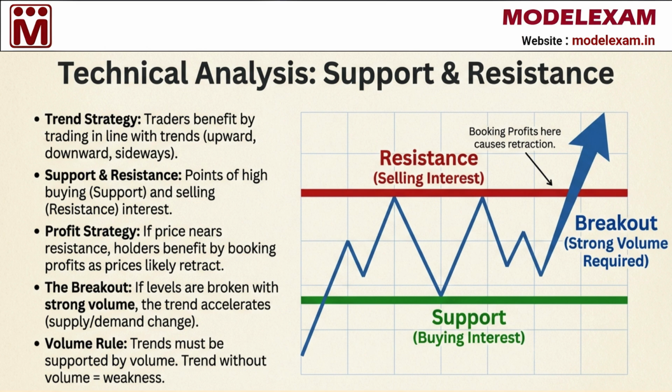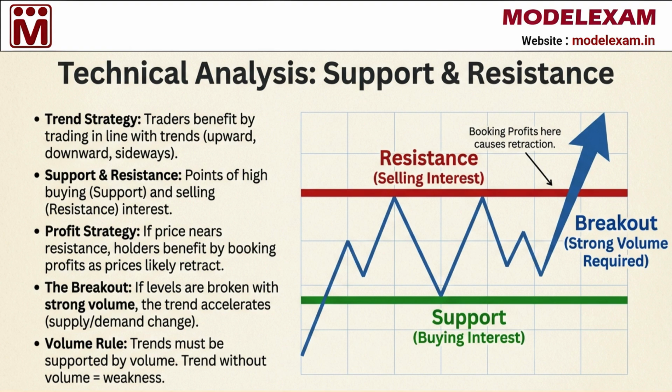Now, let us look at two of the most famous concepts in this field, which are support and resistance. A trend strategy helps traders benefit by trading in line with the market, whether it is moving upward, downward, or sideways. Support is a price level where there is high buying interest, preventing the price from falling further. It acts like a floor. Resistance is a price level where there is high selling interest, preventing the price from rising further. It acts like a ceiling.